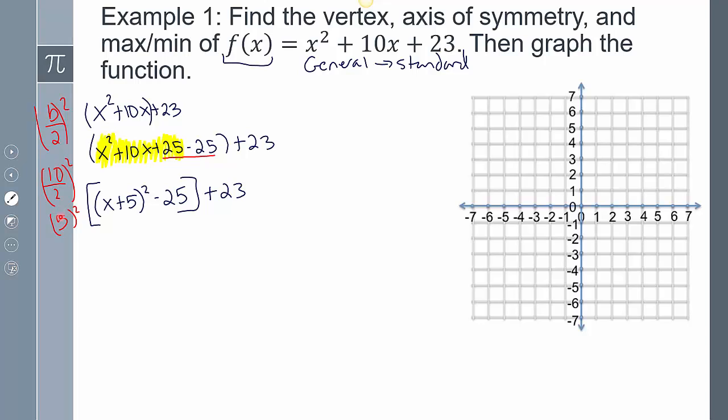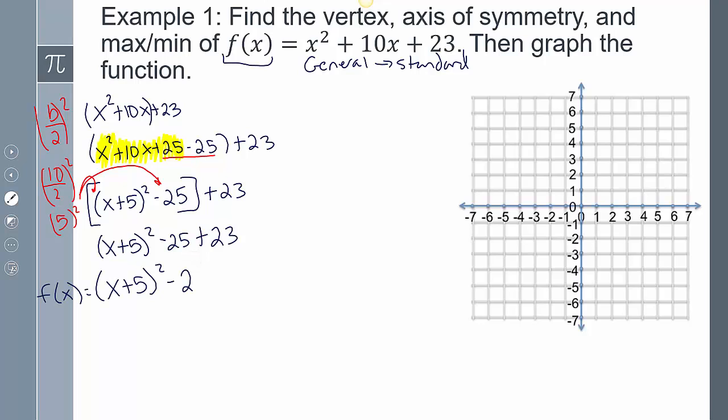Remember the shortcut, we could just take this 5, and I know it's going to be x plus 5 since that's a positive 5 squared. Now that minus 25 is still there. Now if there was something in front here, you'd have to distribute that. So like if there was a 1, you'd distribute that 1 through. So this is going to be 1 times this, so it's just x plus 5 squared, 1 times negative 25, so that's negative 25, and then the plus 23. So adding those together, I'm going to get my function being x plus 5 squared minus 2.